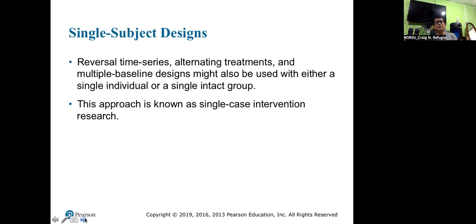We have single subject designs. Reversal time series, alternating treatments, and multiple baseline designs might also be used with either a single individual or a single intact group. So it can be a single individual or a single intact group. So for example, for one section or for one class, or maybe for a group composed of three. So you can have a single intact group. This approach is known as single case intervention research.